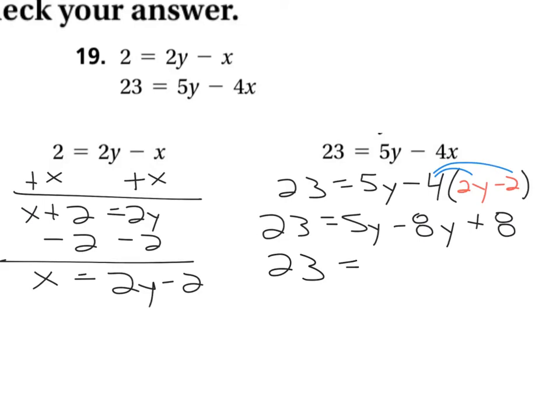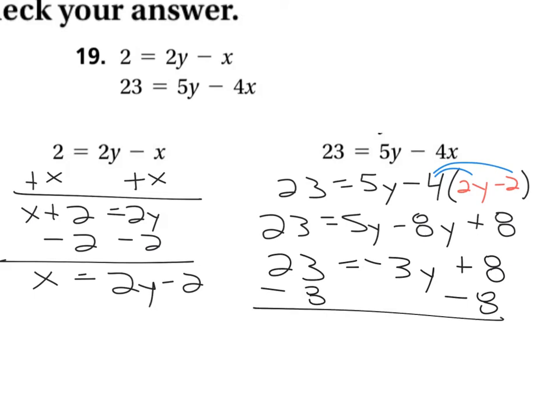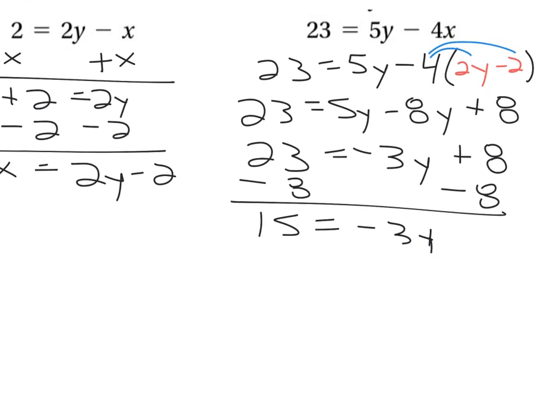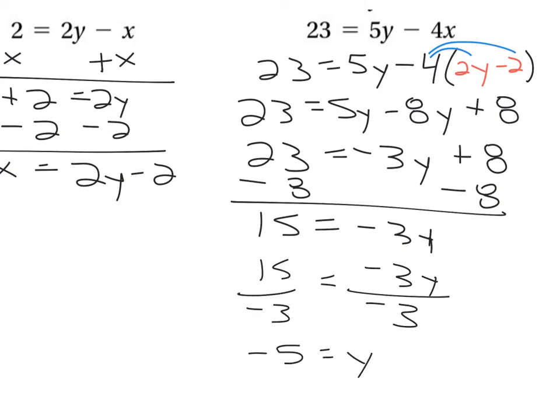So 23 equals negative 3y plus 8. And of course, I will then be able to subtract 8 from both sides, and I get 15 is equal to negative 3y. And dividing by the coefficient of the variable, so I get down to a single y, I divide by negative 3, and I get negative 5 is equal to y. Okay.